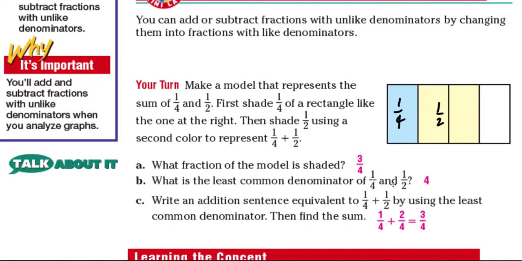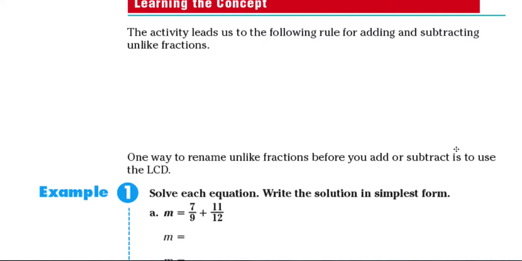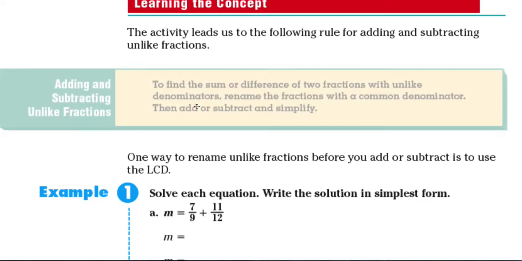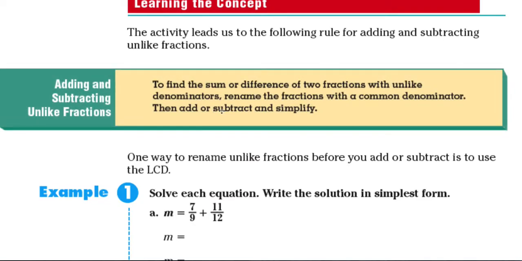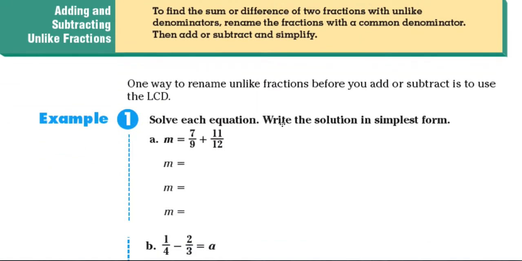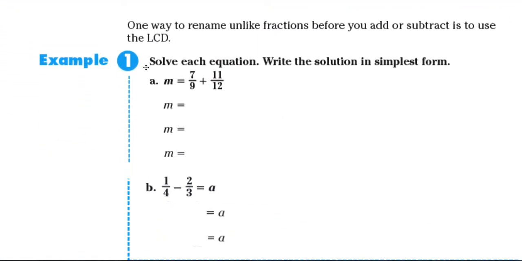So if you have two fractions with unlike denominators, 1/4 and 1/2, using a model, we can add them to become 3/4. But there's an easier way to do this without using a model. The activity that we just did leads us to the following rule for adding and subtracting unlike fractions. To find the sum or difference of two fractions with unlike denominators, rename the fractions with a common denominator, and then add or subtract and simplify. One way to rename unlike fractions before you add or subtract is to use the LCD. Remember that finding the LCD is the same as finding the LCM of your denominators.